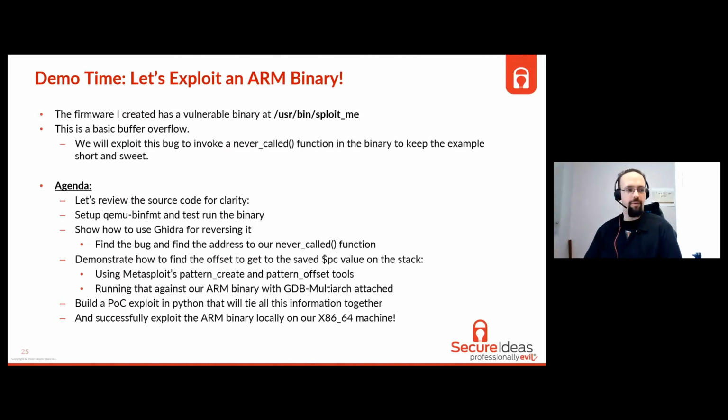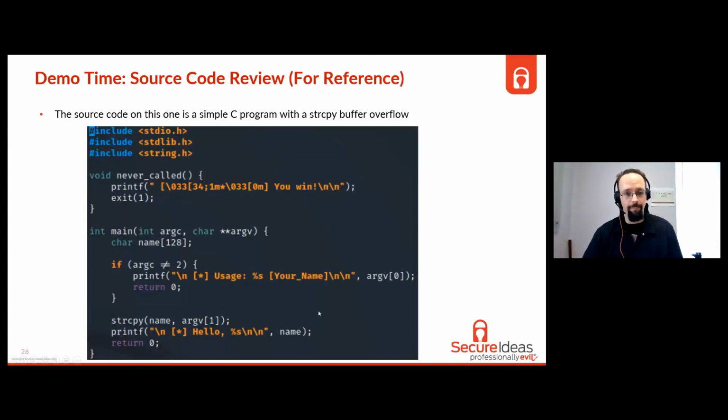Normally, in normal circumstances, you wouldn't have this, but we will have that just so you can see what it is. Then we'll set up the QEMU binfmt so we can actually run and test the binary, and then show how to use Ghidra for reversing it. Find the bug and the address for where our never_called function is, figure out the offset for that, and then finally build a POC exploit for this. So we'll go through this real quick.